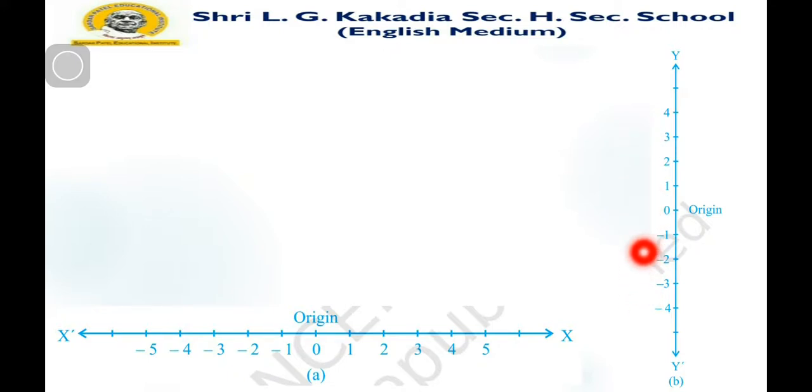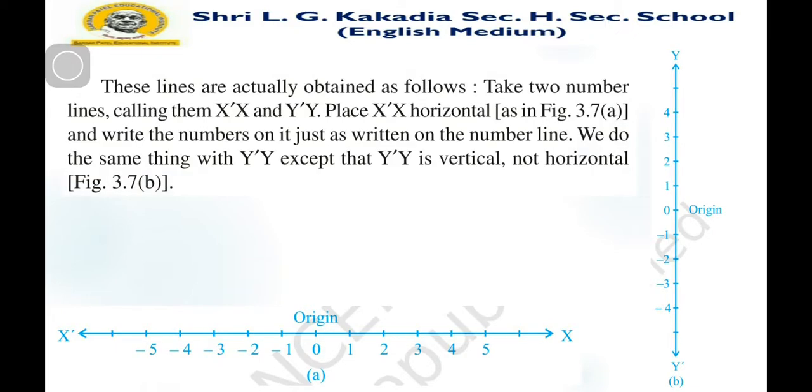So it is a number line, two number lines, as you can see here that one is horizontal and one is vertical. So these lines are actually obtained as follows. Take two number lines, calling them x dash x and y dash y. Place x dash x horizontal, as you can see here, and write the number line on it. We do the same thing with y dash y, except that y dash y is vertical and not horizontal as we taken here.